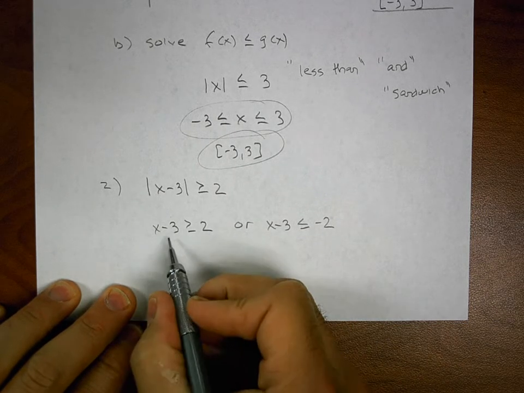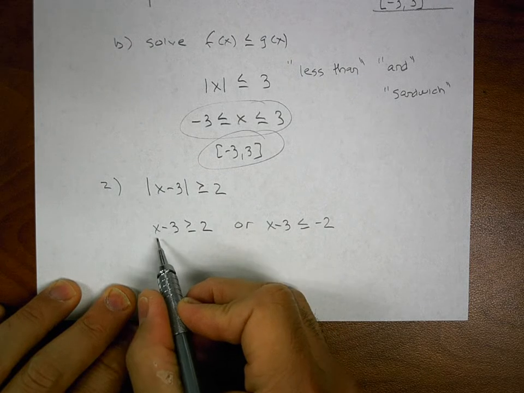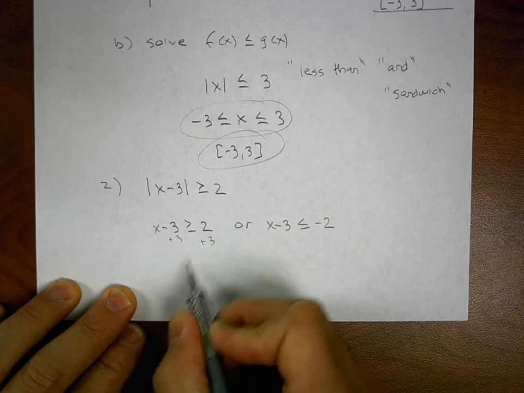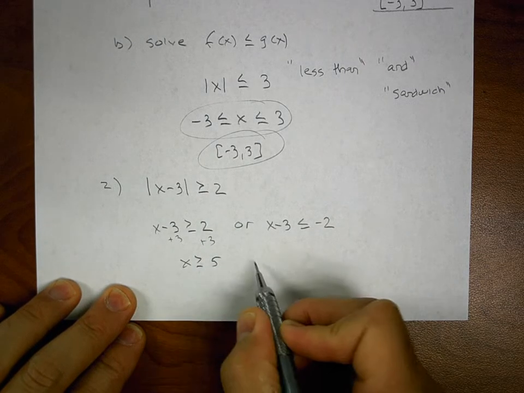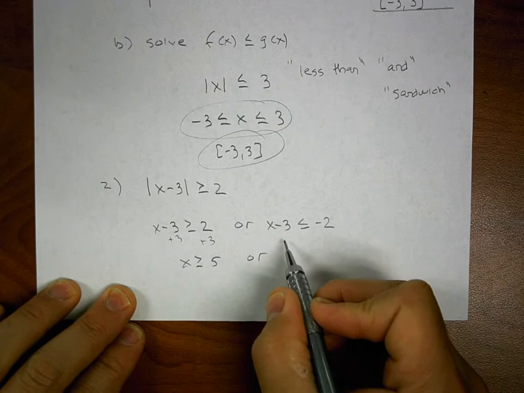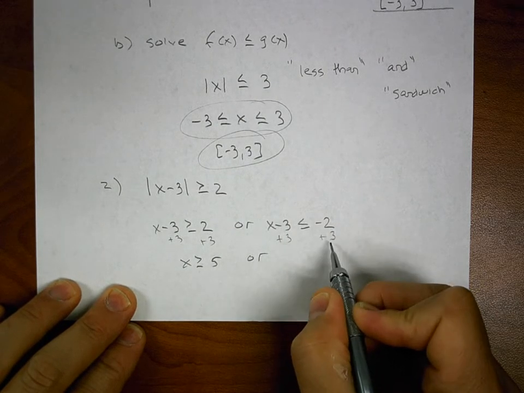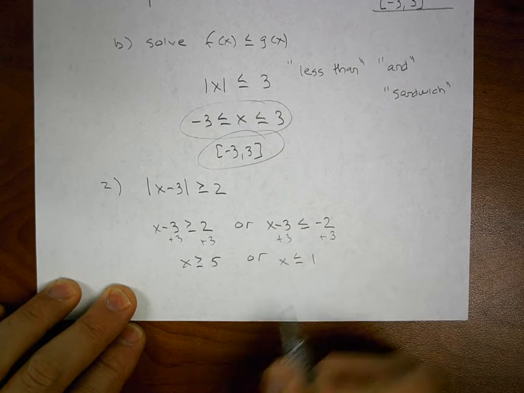Okay, so how do we solve this? How do we get x by itself? Add 3, add 3. So x is greater than or equal to 5. Or, let's solve this one algebraically. Add 3, add 3. So x is less than or equal to 1.